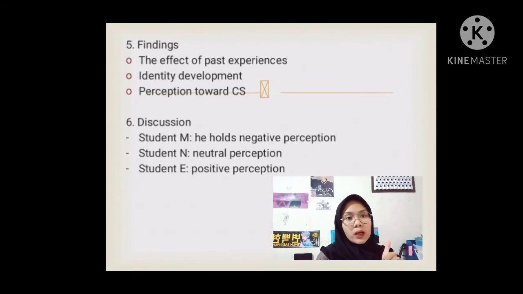And the sixth point is the discussion, and there are three different opinions from different students. We can see students M, N, and E. Student M holds a negative perception, N a neutral perception, and E a positive perception. What is the difference between these three perceptions?